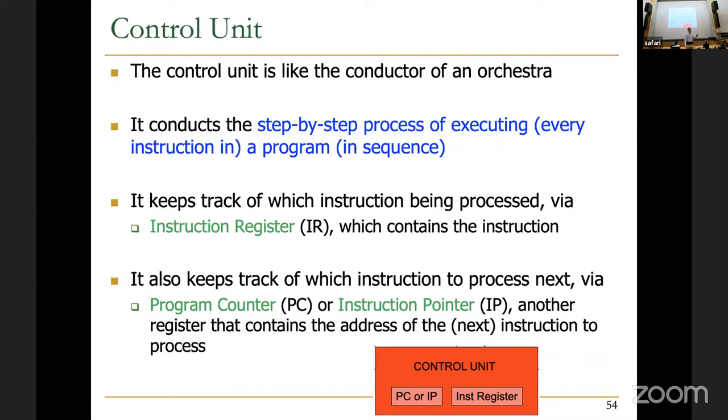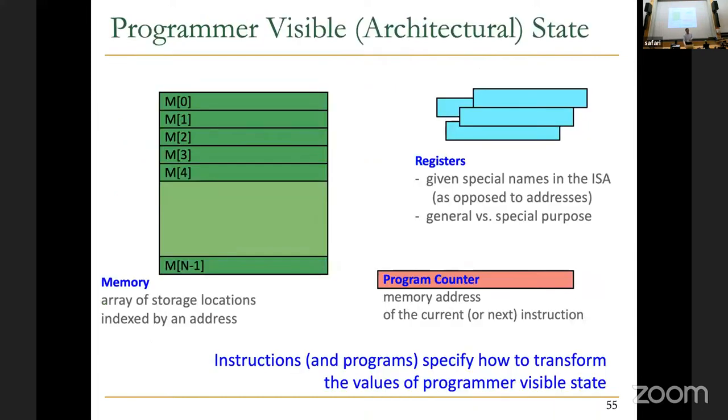Hopefully that's clear. This is called program counter for historical reasons. I like the name instruction pointer. Intel actually calls it instruction pointer. It really points to the instruction: where is the instruction that you're going to process in memory? It's a memory address, essentially. Whereas the instruction register holds the actual bits of the instruction that you're going to process right now. So I need to decode those bits. Okay, we're going to see this soon.